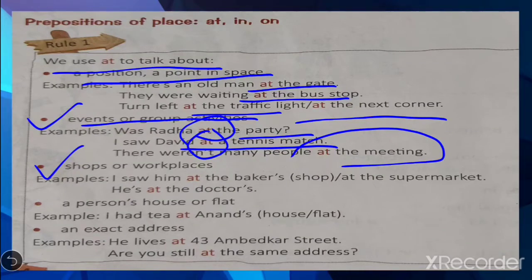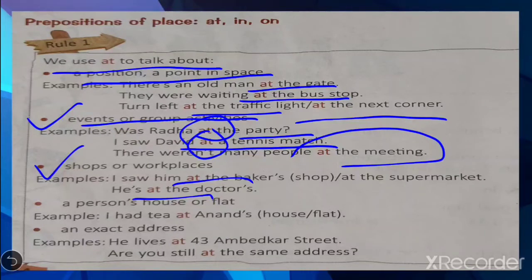For example, I saw him at the baker's shop, at the supermarket. One particular shop is a place only. You are talking about one particular shop. So that time also you have to use at the shop, at the baker's. He's at the doctor's. One particular place.